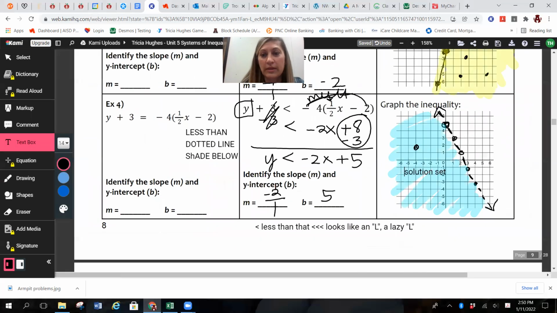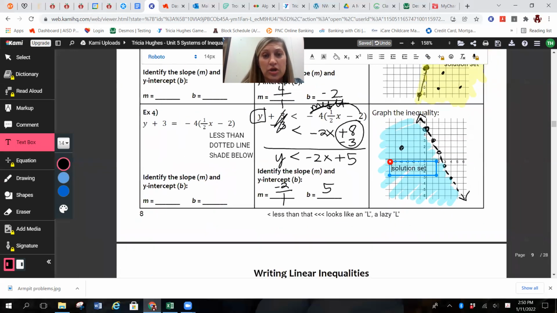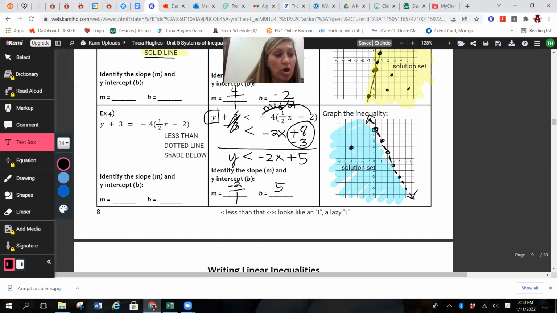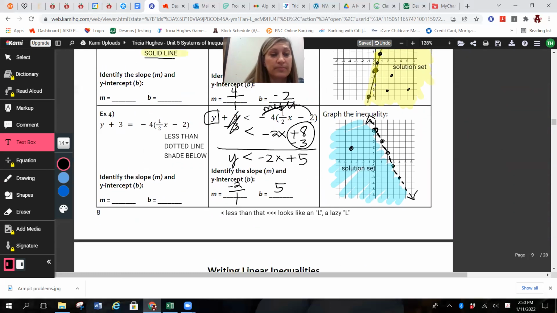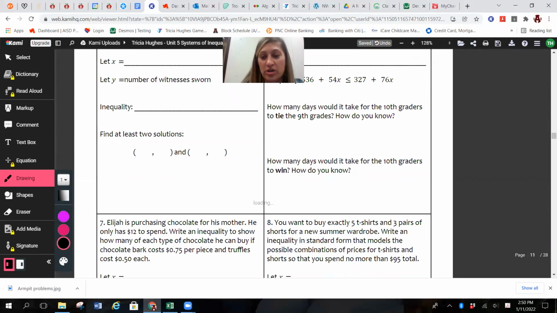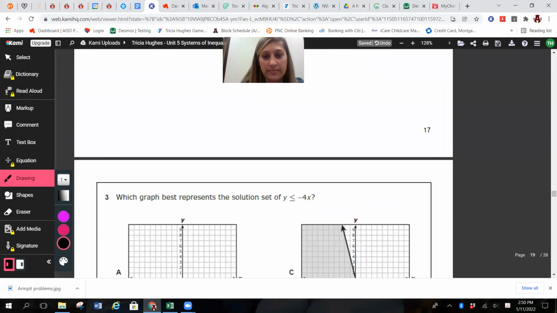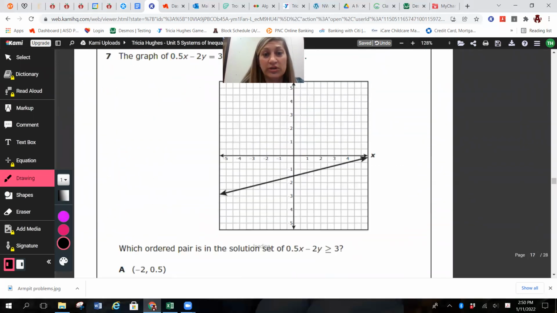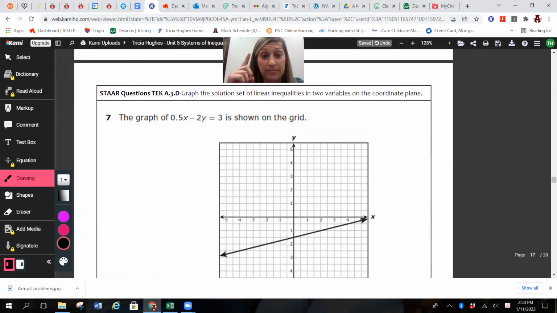Okay. Now, where do you go from here? You do have paper homework, pages 16 through 24. So let's jump down to page 16. Notice page 16 has one problem on it.